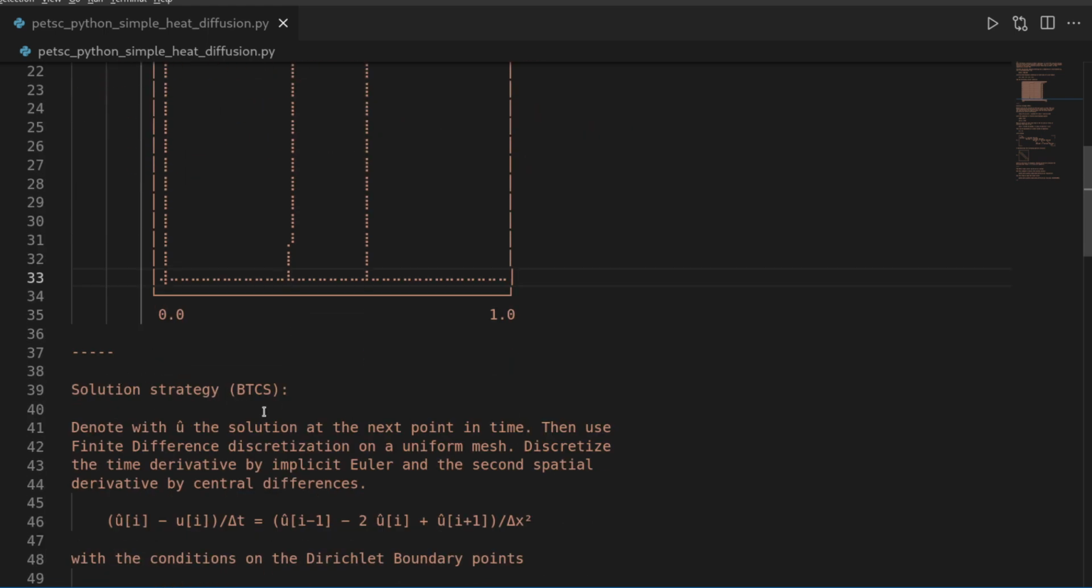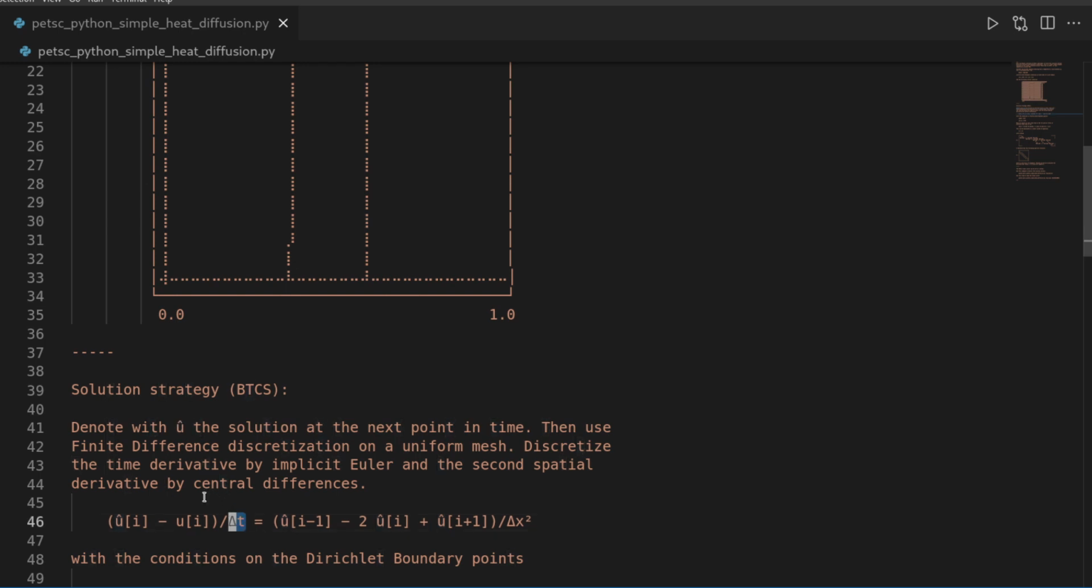What is our solution strategy here? We are using a backward in time, central in space, finite difference approximation, and I want to introduce that to you. For this, consider U hat to be the solution at the next point in time, so when we increase our time by a time step delta t.